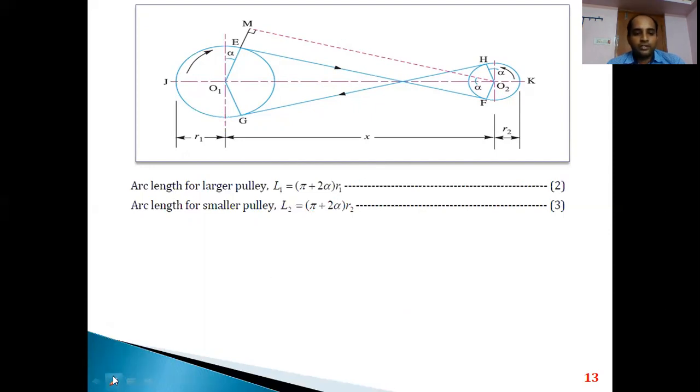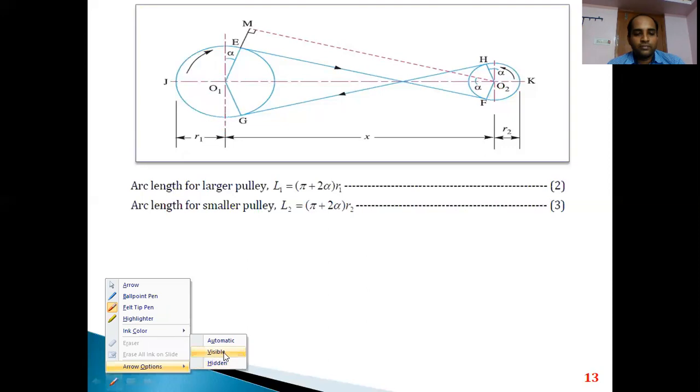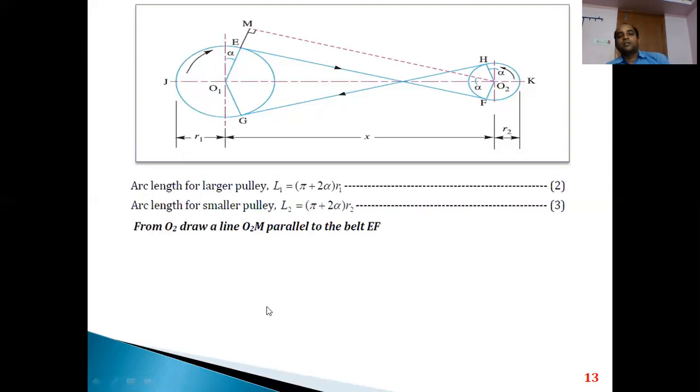So as we move further, now we need to calculate the arc, we need to calculate the length L3. To do that, first we need to draw from point O2 a parallel line to the line EF. And at the same time from point O1, the arc, that is from point O1 to E, whatever line is there, you need to extend it to some point where this O2M meets at one point.